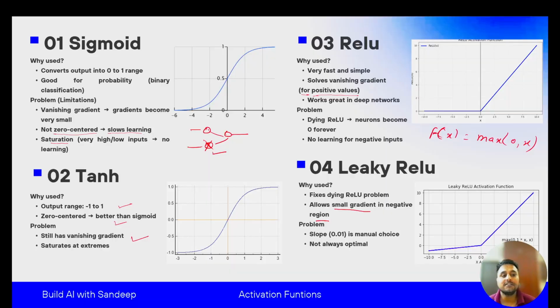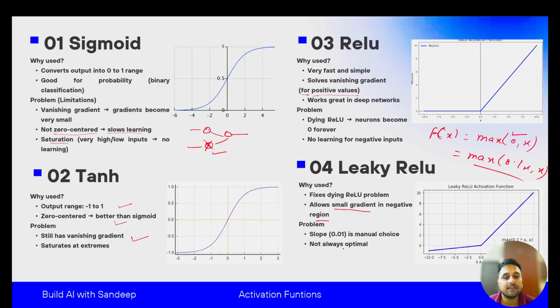So researchers multiply rather than giving 0. The formula is basically max of 0.1x. So this is the formula of leaky ReLU. The value does not become 0 anytime. At 0 it is 0, but otherwise for all the negative values it multiplies with some small value so that it can give some output.